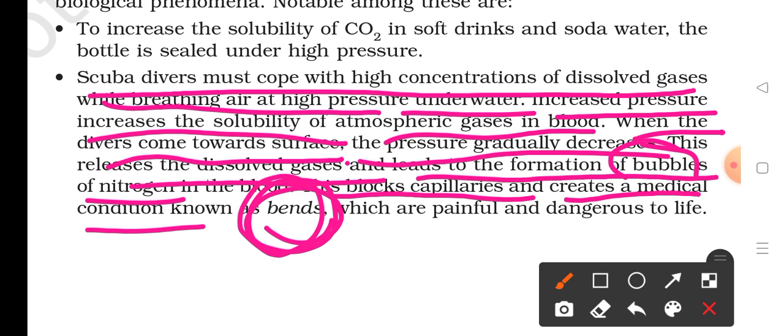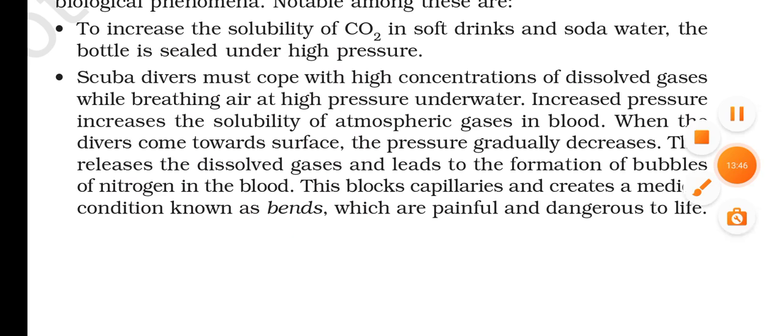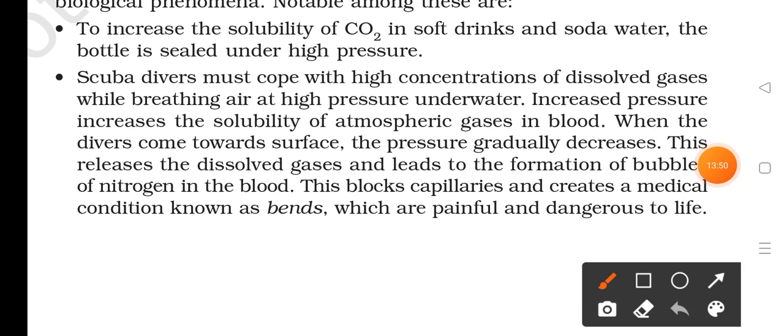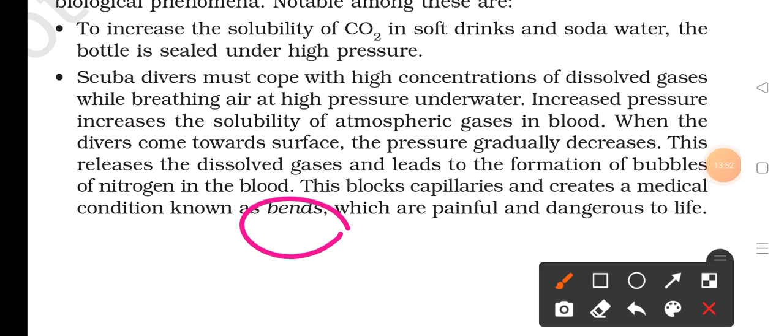It's really very important, because most of the time there's a question like this: what is bends, explain it, something like that. Okay, and it's really very painful and dangerous to life.